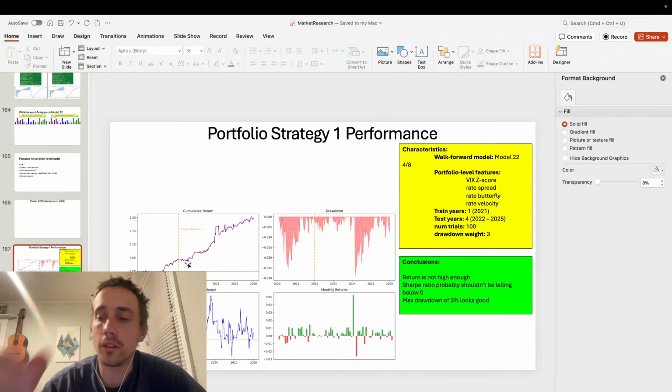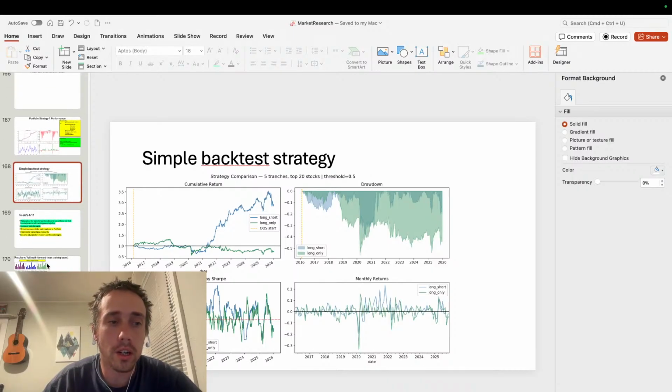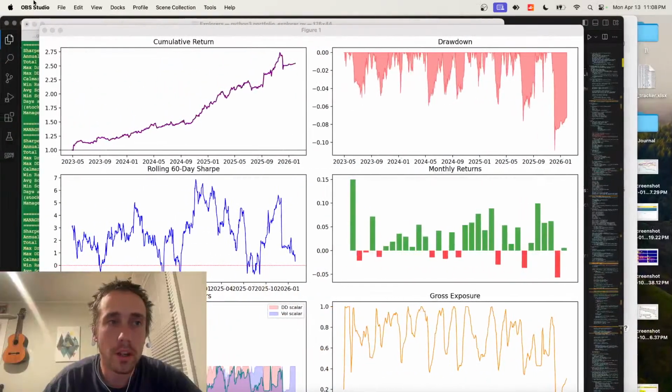I could just buy and hold the S&P 500, which on average goes up 6% per year, and I could be outperforming this model, even though the drawdowns are really low. I tried another model, just a simple back test, equally weighting the stocks based on their predictions. That didn't really work well either.